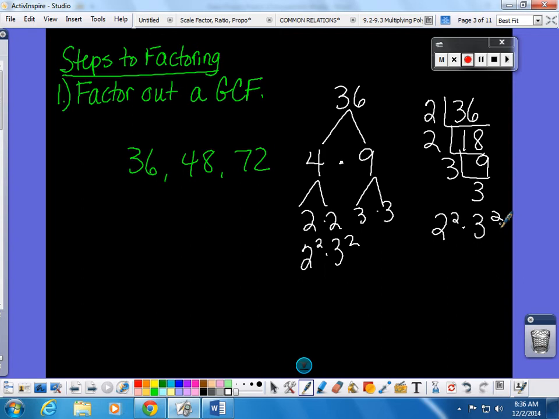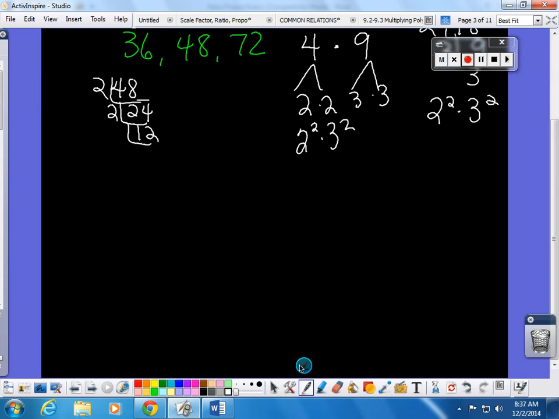Okay? So let's try 48. You do it with me. What's the smallest prime number that'll go into 48? It's even. 2. It'll go 24 times. What's the smallest prime number into 24? 2. It'll go 12 times. Smallest prime number into 12? 2. It'll go 6 times. Smallest prime number into 6? 2. And it'll go 3 times, which is a prime number. So the prime factorization of 48 is 2 to the 4th power times 3.